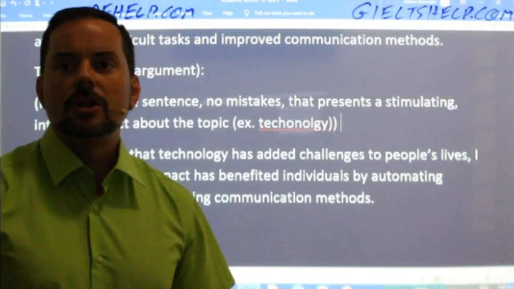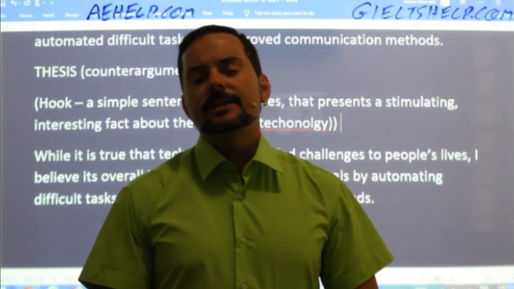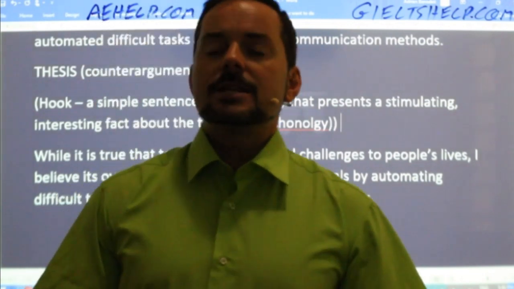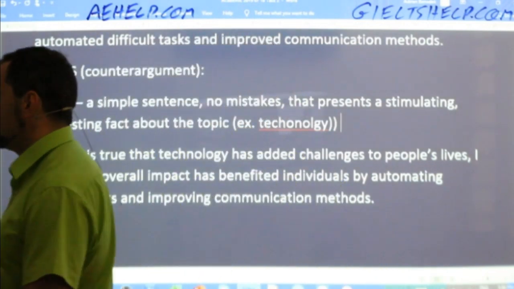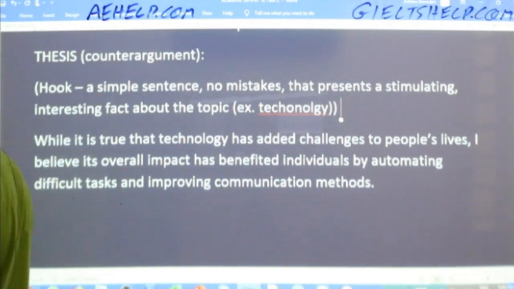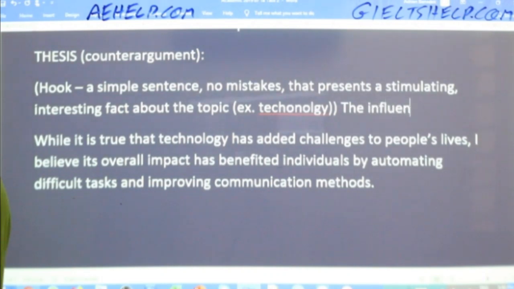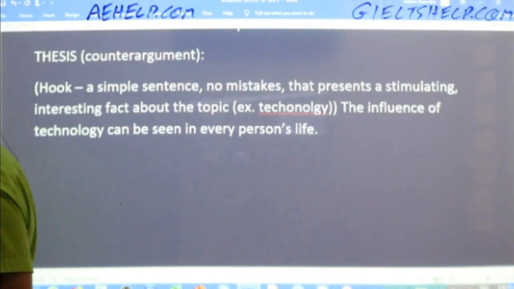Satisfying Time says technology is growing rapidly to improve people's lives in different ways. All right, I think that's already a bit of an argument, Satisfying Times. You want to kind of stay away from that. Try to just visualize technology in the world today. So, the influence of technology can be seen in every person's life. How about that for a hook?